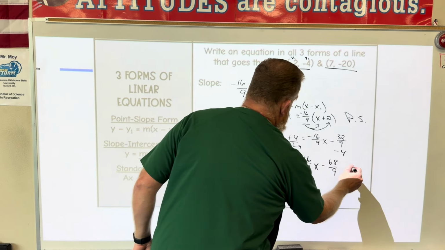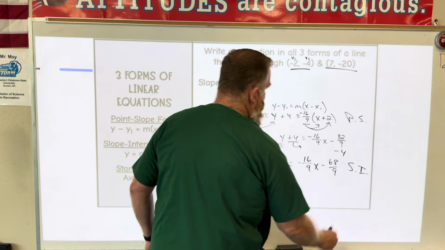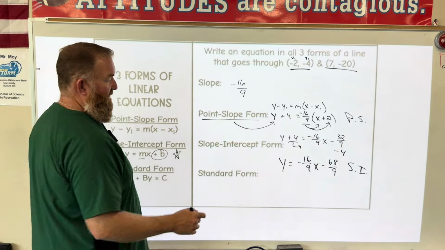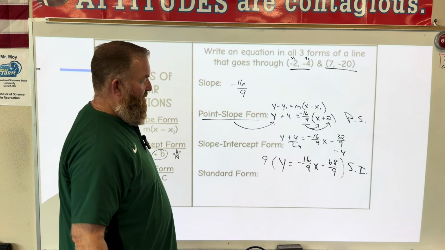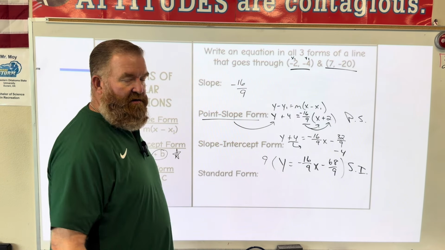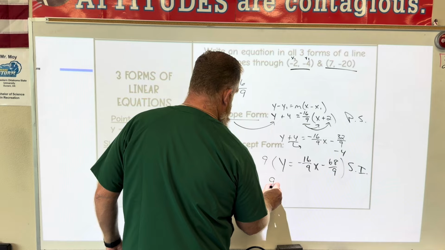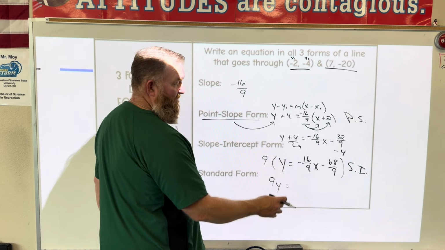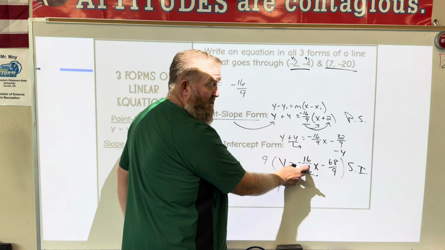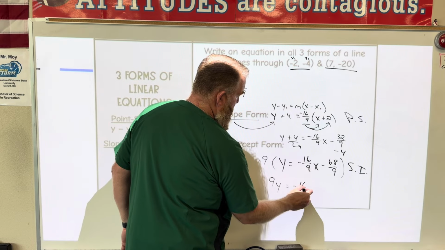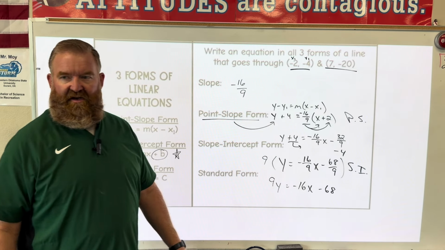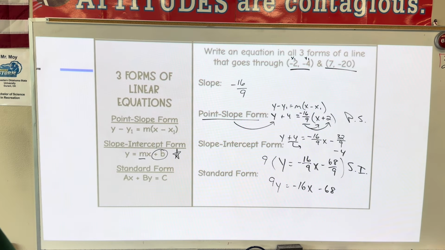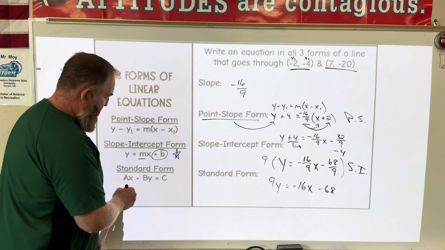Okay, so here is the slope intercept form. I'm going to put SI next to it, slope intercept. Now I'm going to take this equation and multiply everything times 9. What's 9 times y? 9y. And this 9 cancels out, and all I'm left with is negative 16x and minus 68. I just basically canceled out the denominator is all I did. Everybody good?